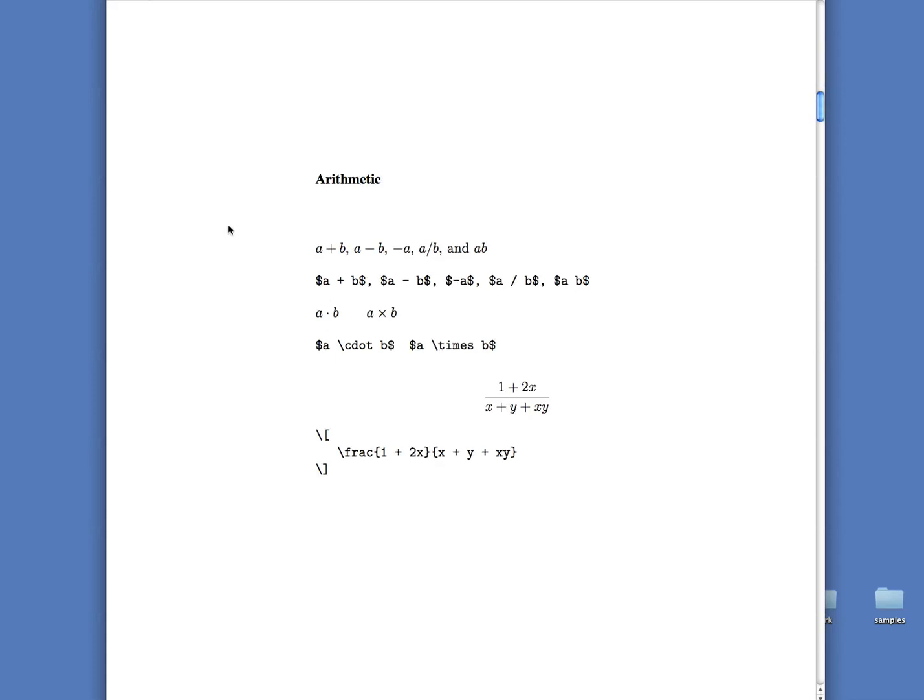We start with arithmetic. There is nothing surprising here. Addition, subtraction, division, multiplication is typed exactly as you would expect it to be typed. For multiplication, we also have the dot as a product with the command cdot, and the times, the x, with the command times. Note that in displayed formulas you can use the frac command for fractions. Normally it is not recommended that you use the frac command in inline formulas, because that will really destroy your interline spacing.